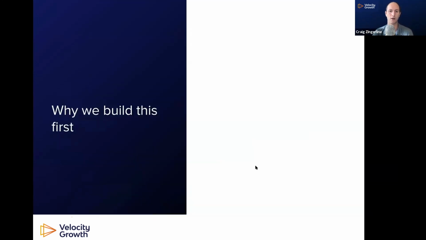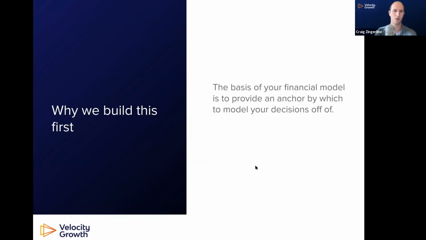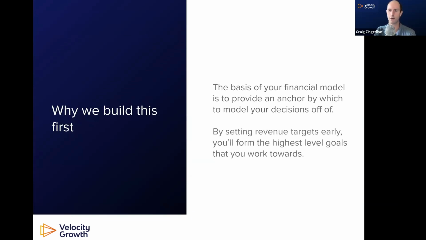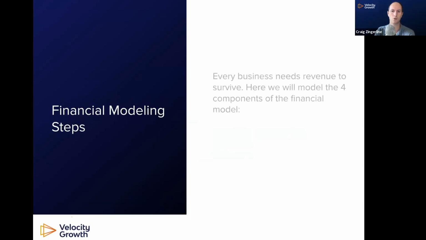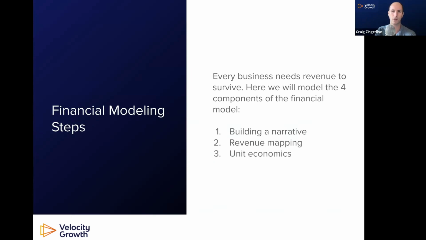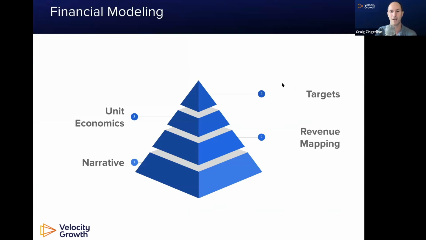So we start with the financial model because this is the anchor by which you base your future decisions off of. We're not going to get this perfect, by the way, but by setting your revenue targets early, you're going to form some high-level goals that you're going to work towards. And so every business has these four components. What are you trying to do? Like in English, what have you set out to do as a company? What does your revenue map look like? What are your unit economics? And then what are the actual targets that you need to go after to support your model? And a fancier way to look at it is that the narrative is the foundational element, moving up all the way to your targets.